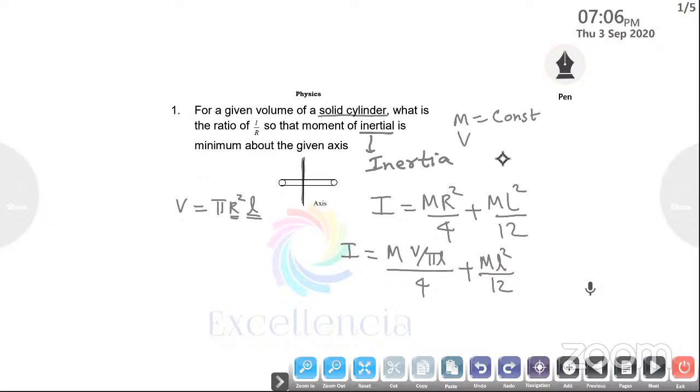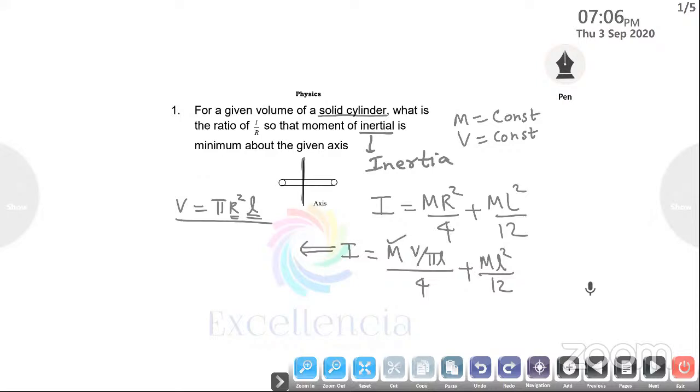Volume is a constant in the given question. Only length and radius you are varying, so that volume remains a constant. And if you want to find the minimum value of anything or maximum value of anything, you need to differentiate the moment of inertia here and equate it to 0. And you differentiate it here with respect to the variable.